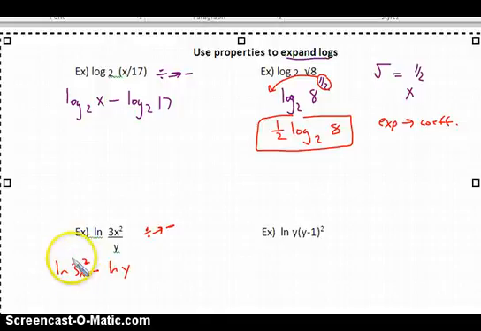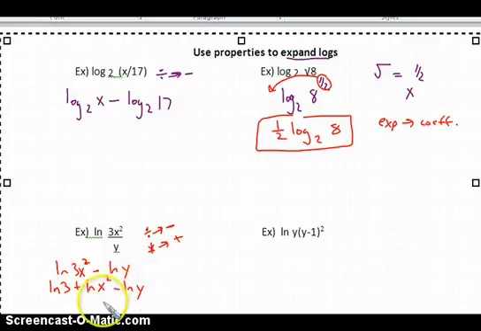Now I've got multiplication here with this 3 times x squared. So now I'm going to change multiplication into addition. So this would become the natural log of 3 plus the natural log of x squared. So I've changed this from multiplication to addition. Just bring down the natural log of y.